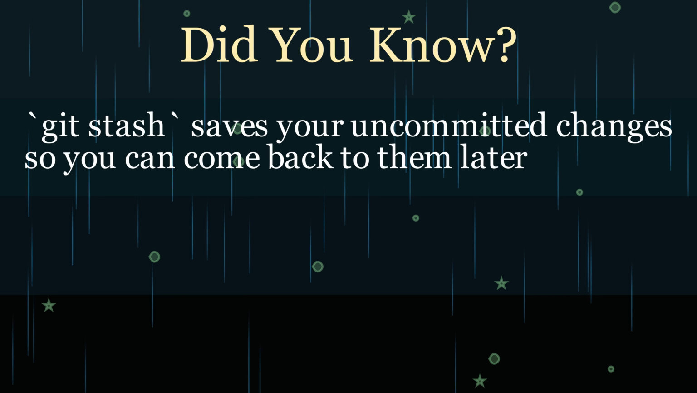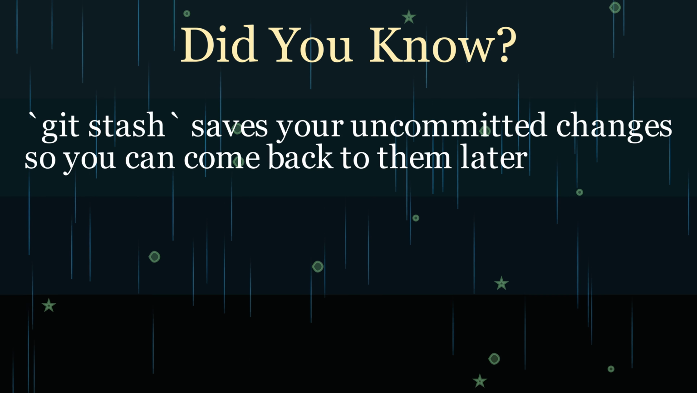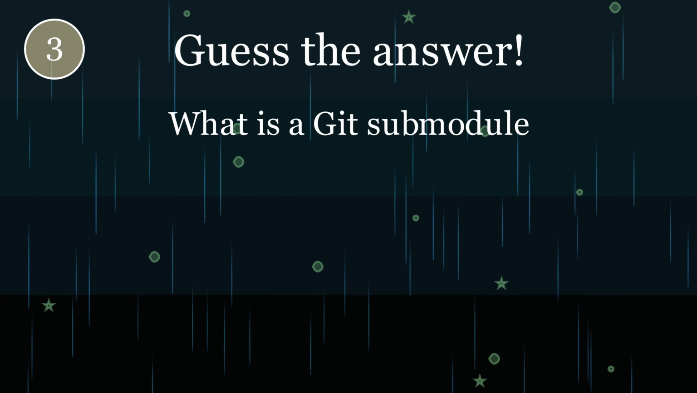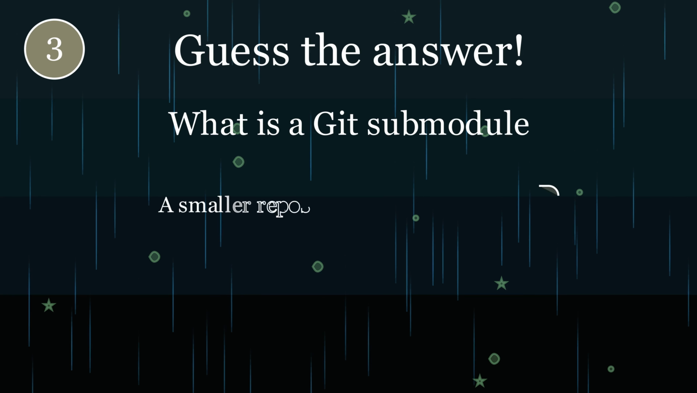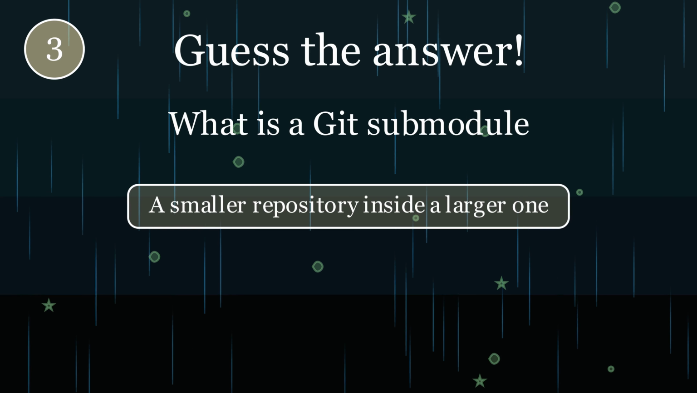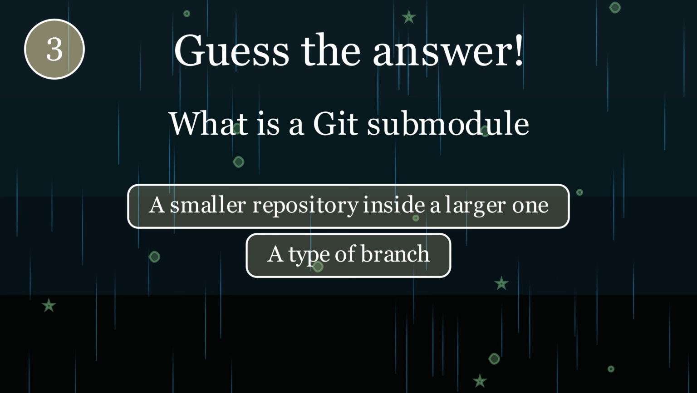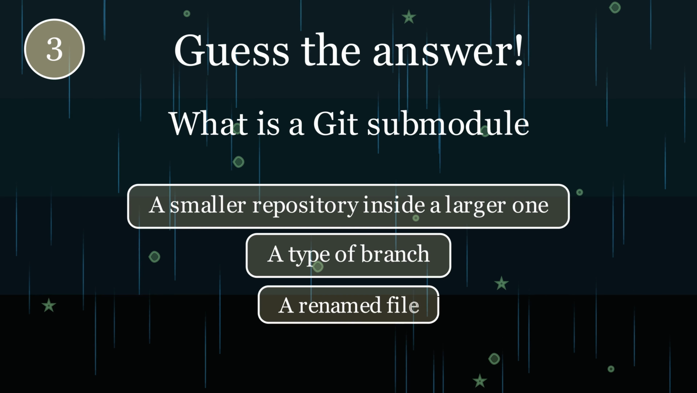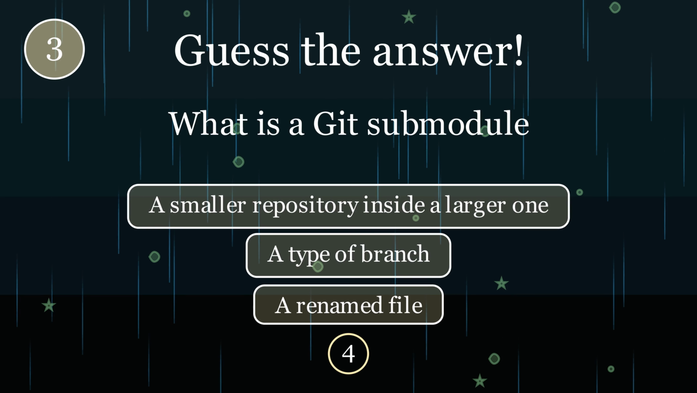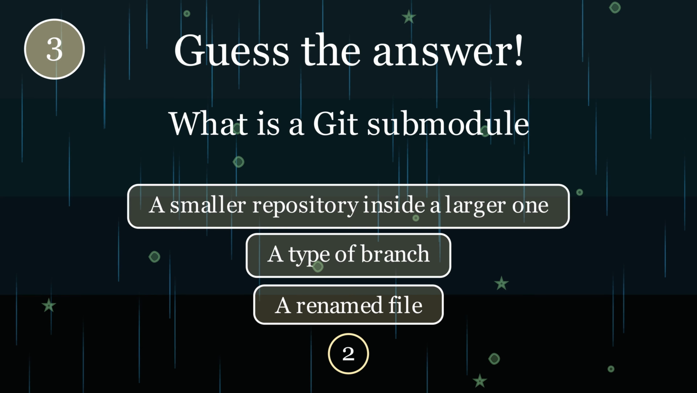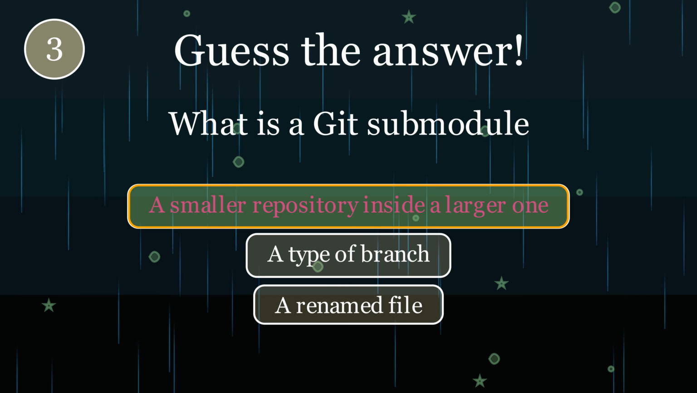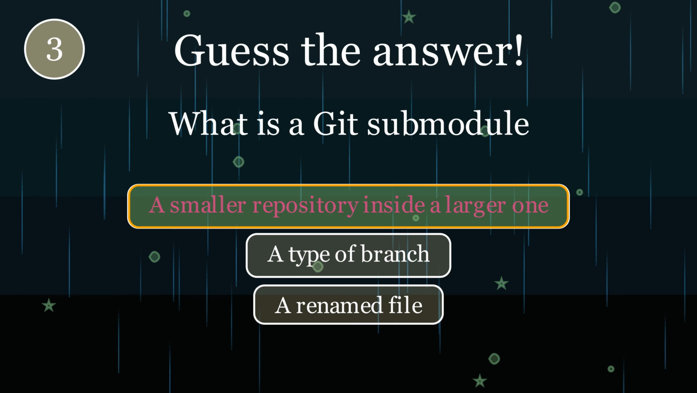Let's learn something new. Git stash saves your uncommitted changes so you can come back to them later. What is a Git submodule? A smaller repository inside a larger one, a type of branch, a renamed file. The correct answer is a smaller repository inside a larger one.